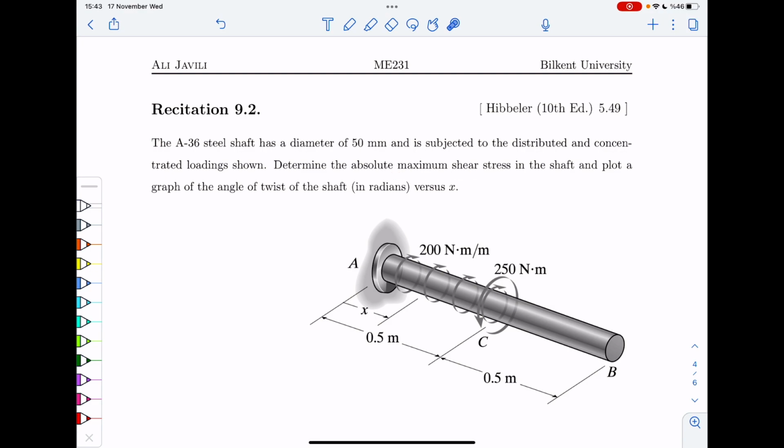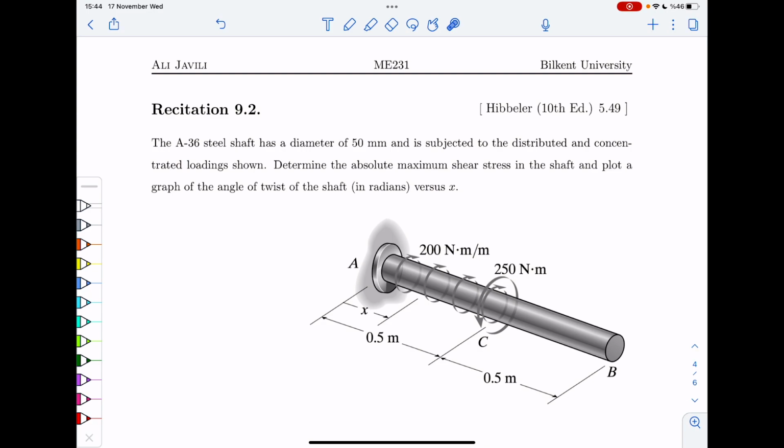Now, pay attention to the loading here. There is a loading here. So this is, let's say, counterclockwise 250 Newton meter. This is a concentrated moment. And then you have all these little distributed moments, which is 200 Newton meter per meter in the first half of that shaft. Okay, so this is the loading condition you have.